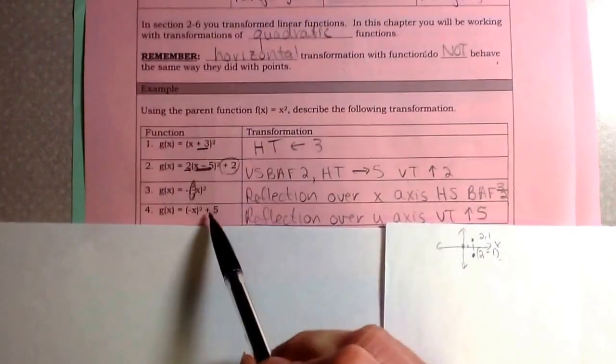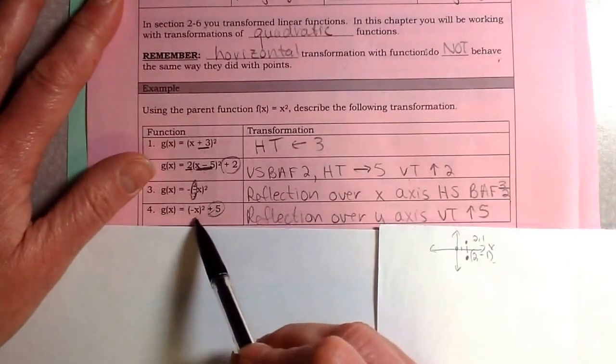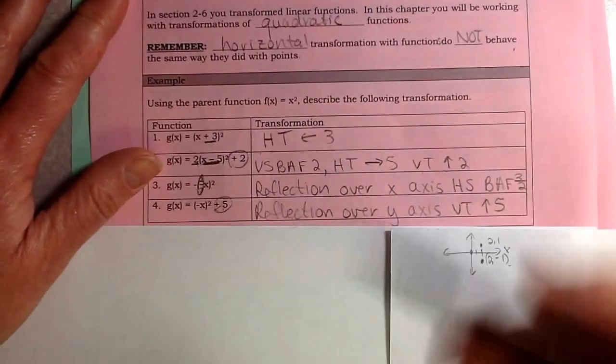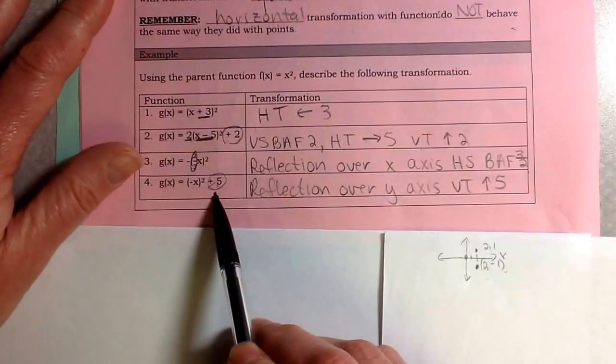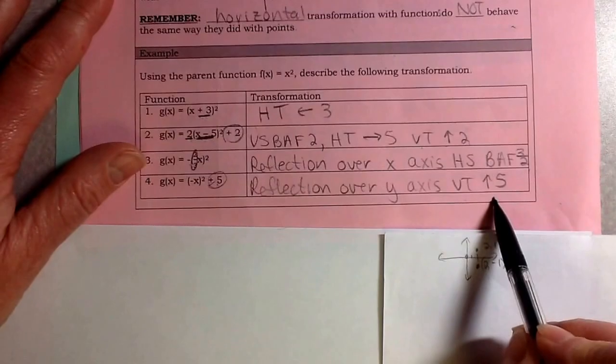And then we have adding 5 away from the x, so that means it's vertical. It's either vertical or horizontal, and since it's not horizontal, it's vertical. So it's a vertical translation up 5 units.